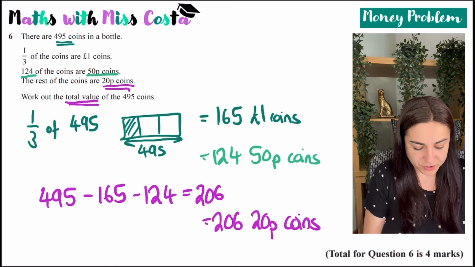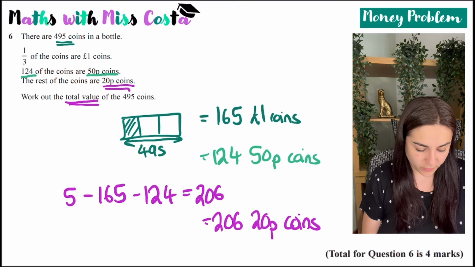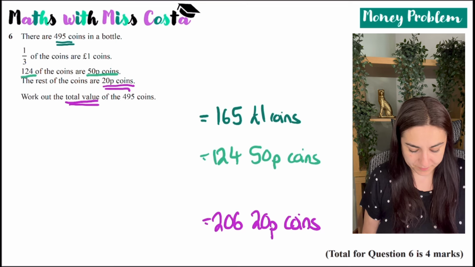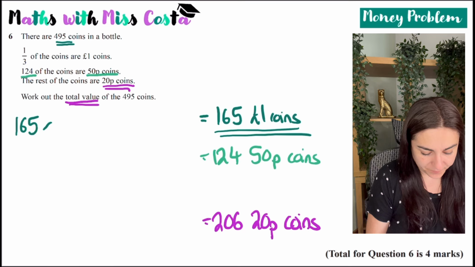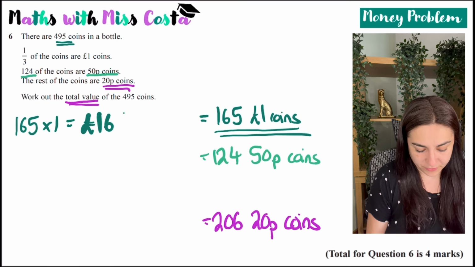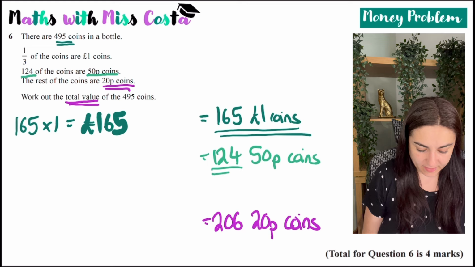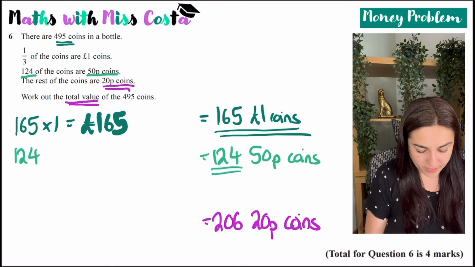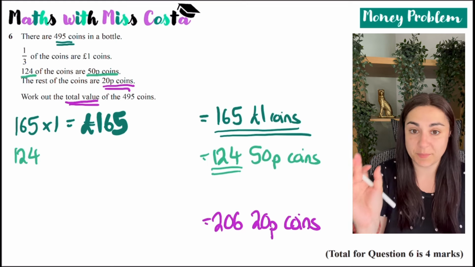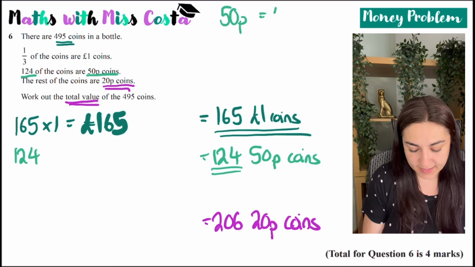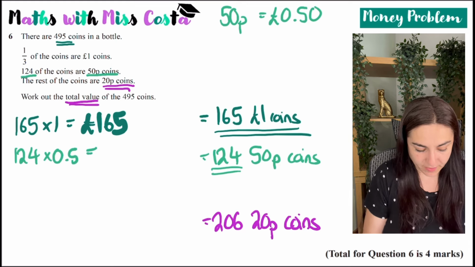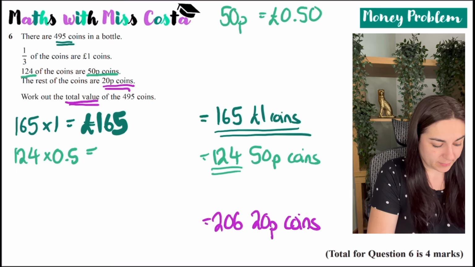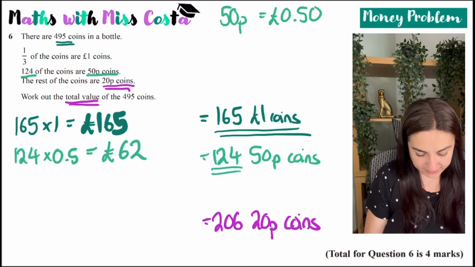Now I need to work out the total value of the 495 coins. So let's have a go at doing that. I know that there's 165 £1 coins. So 165 times 1 gives me £165. Then I know that there's 124 50p coins. So if you want to turn it into money straight away, 50p is the same as £0.5. So I could do 124 times 0.5, which gives me £62.